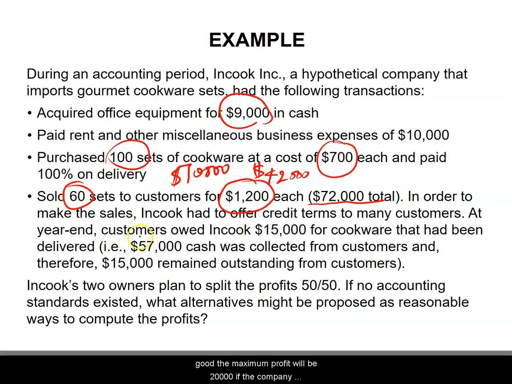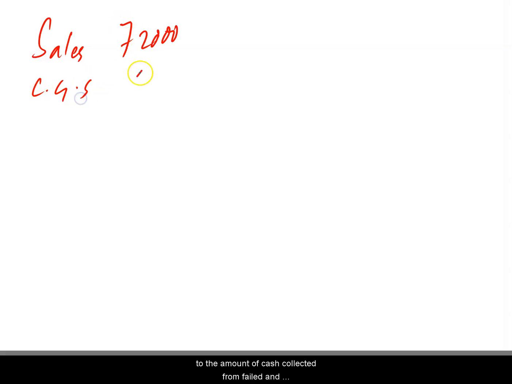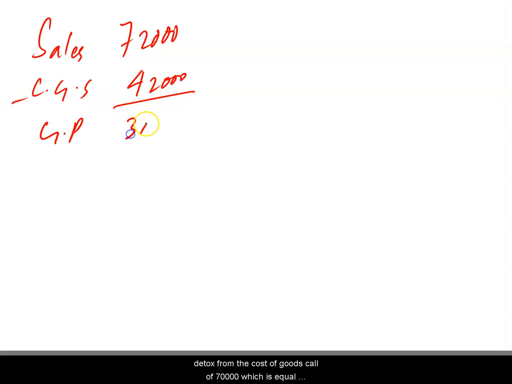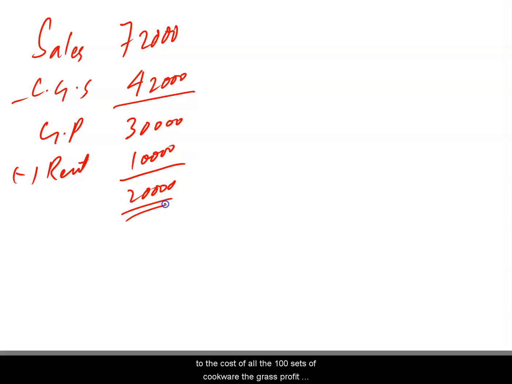Should the company report $72,000 in sales revenue in this period, or should it report only $57,000, that is the amount of cash collected from selling the goods? The maximum profit will be $20,000 if the company reports sales of $72,000, cost of goods sold of $42,000, which gives gross profit equal to $30,000, and if we deduct rent from it of $10,000, that is $20,000 net income.